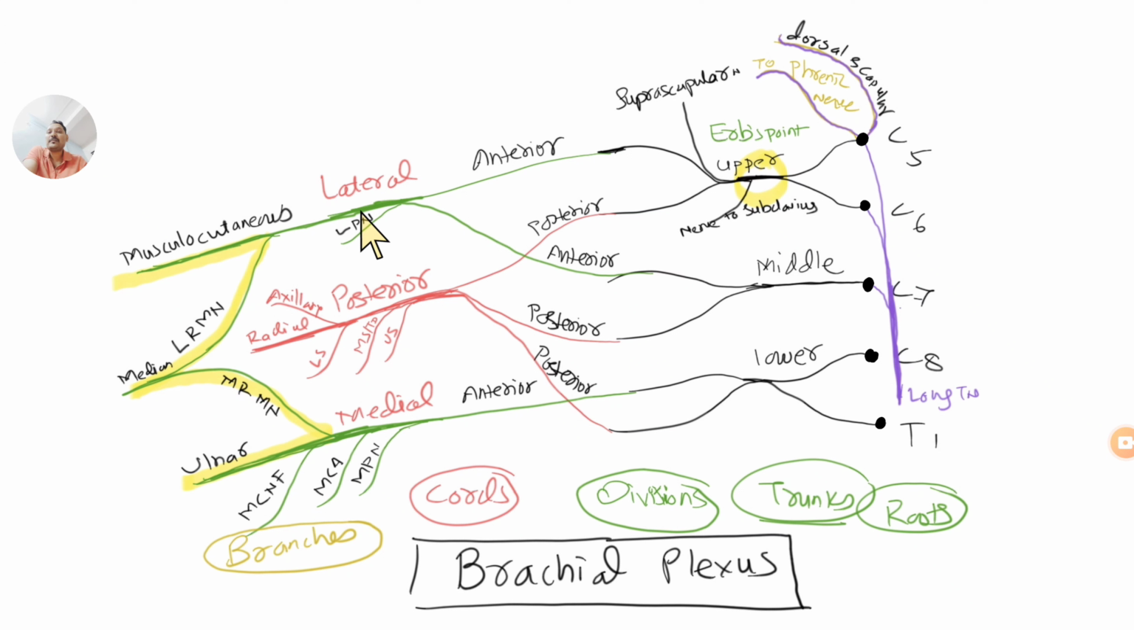If you don't know, pectoralis minor divides the axillary artery into the first, second, and third parts: the proximal, the deep, and the distal part. You can go to the video on the axilla and axillary artery if you have not visited that part. Now, these cords further divide into respective branches which supply your upper limb.